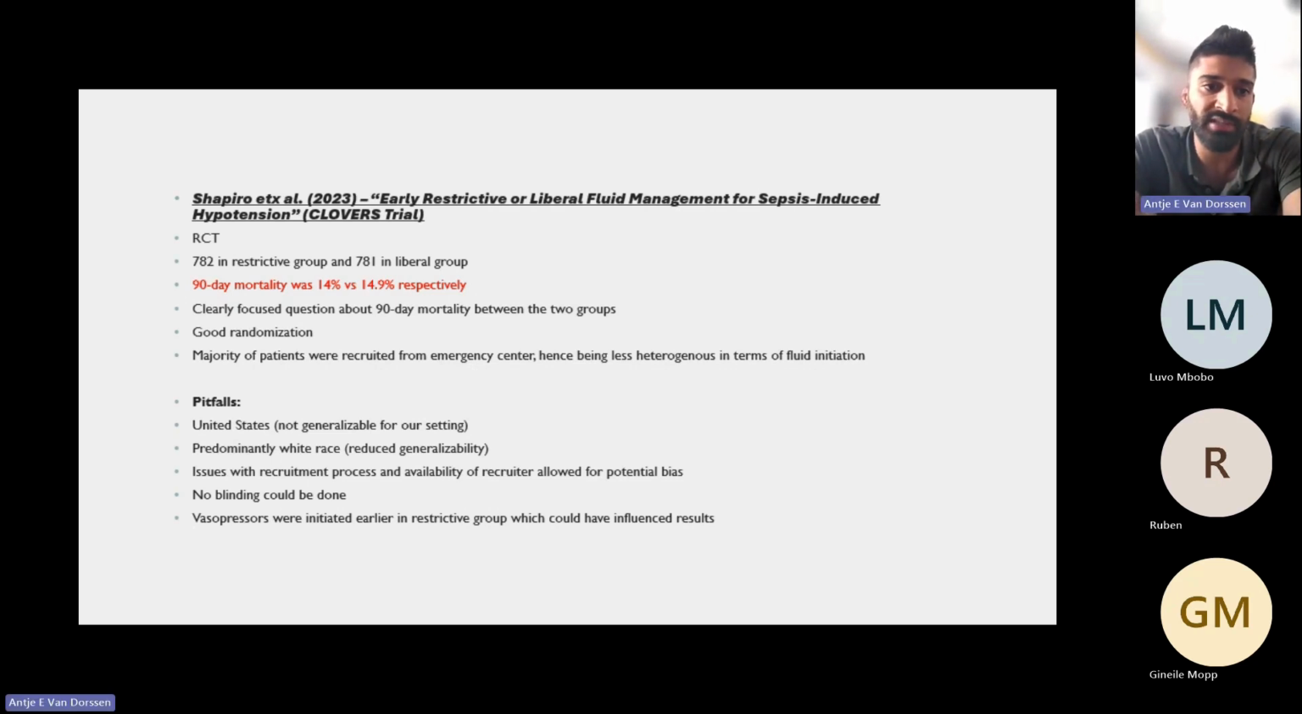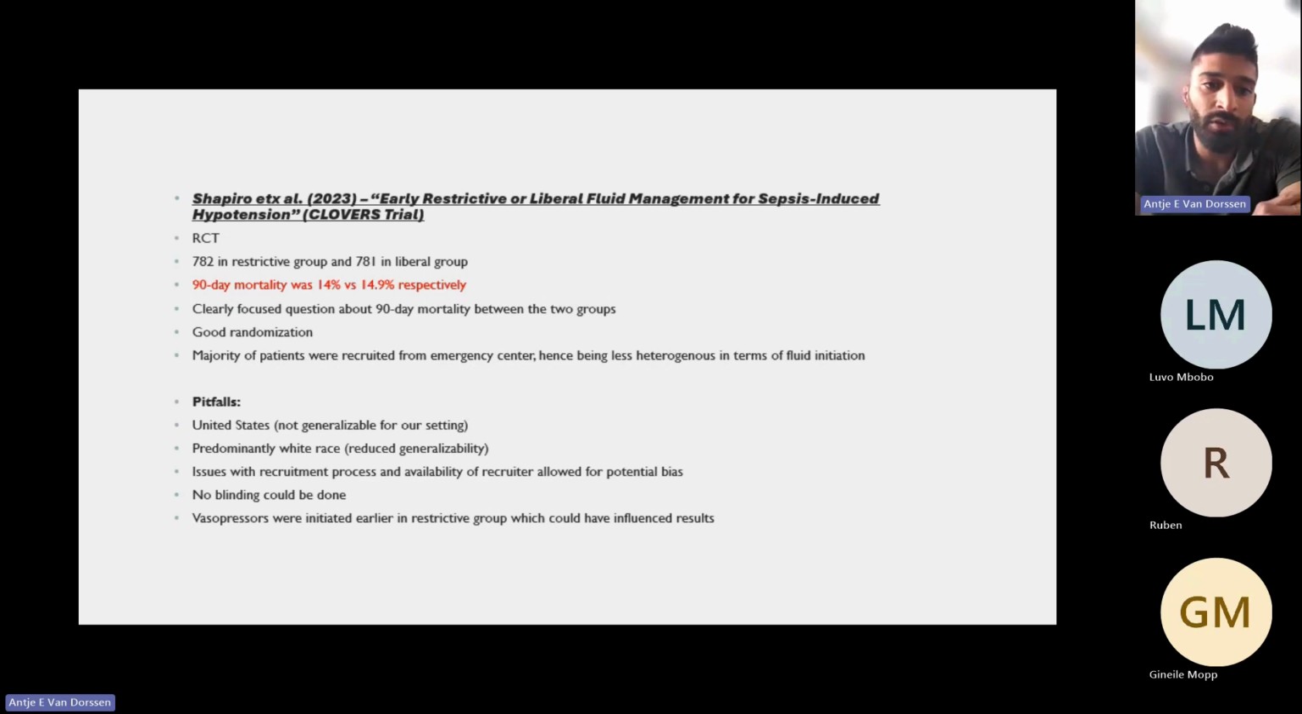Again, it was quite a good study design. There was good randomization. There was clear goal or outcomes. The majority of the patients, compared to the previous study, were actually recruited from the emergency center. Therefore, this population group was much less heterogeneous at the time of fluid initiation.